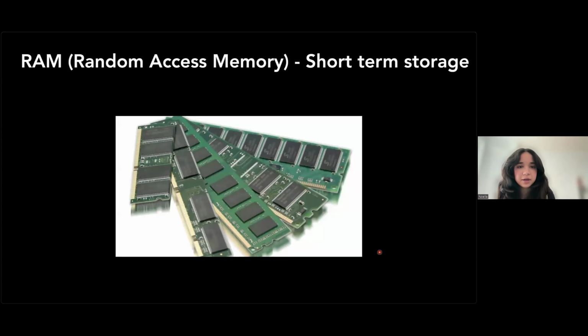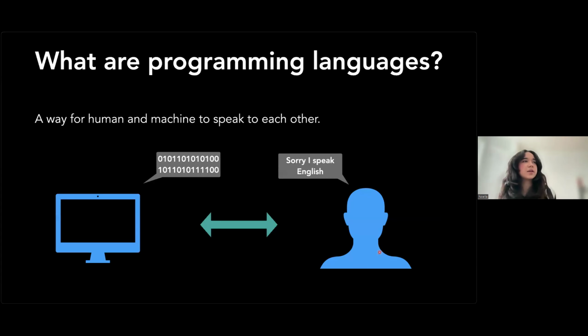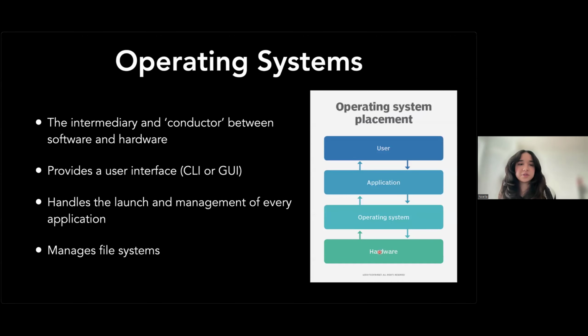Okay, back to operating systems. I like to think of your operating system as kind of the train conductor between software and hardware. So your operating system has to do these three key things. One is provide a user interface, so either command line or graphical. GUI stands for graphical user interface, and that's what you're looking at right now on your computer. And it also has to handle the launch and the management of every application.